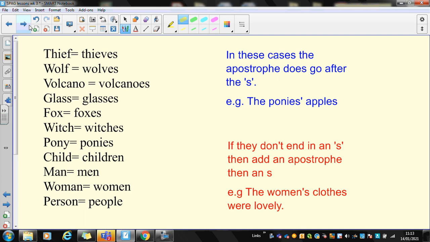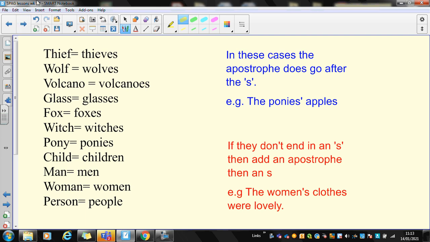Okay, here are some of the special ones then. So we don't say thiefs, we say thieves. We don't say wolfs, we say wolves. When we say there's more than one volcano, it's ES on the end. That's the same for glass to glasses, fox to foxes, witch to witches. Pony becomes ponies, which is IES, not just an S on the end. And then we've got children, we've talked about people. And we don't say mans, it would be men, and we don't say womans, we say women.